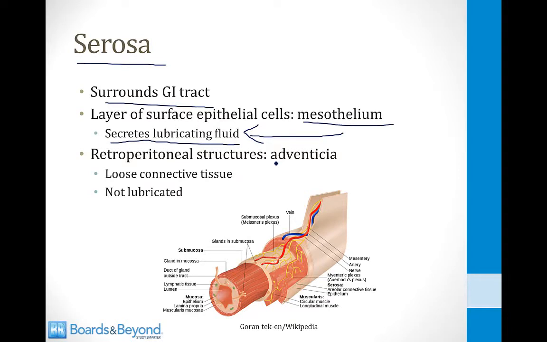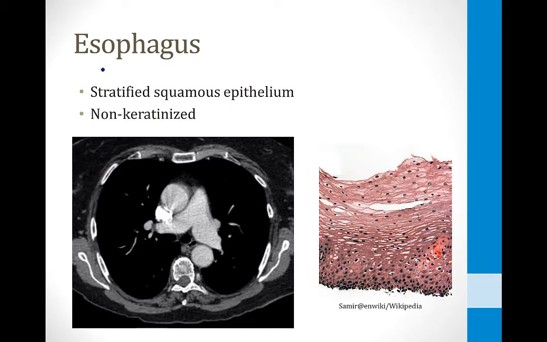Instead, they are surrounded by something called adventitia, which is a layer of loose connective tissue. And they are a little bit different in that they are not lubricated like the other portions of the GI tract. Now what I'm going to do is go through the different sections of the GI tract, the esophagus, the stomach, the small intestine, the large intestine, and talk in a little bit more detail about each portion. And we'll begin with the esophagus.